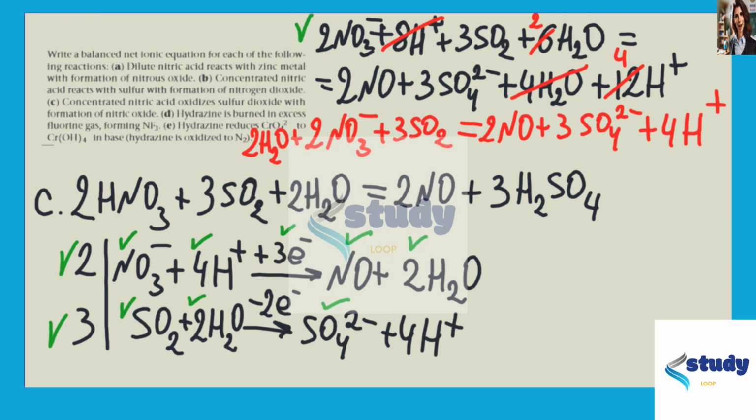Now you need to cancel hydrogens: 8 protons on the left, and you'll be left with 4 protons on the right. You cancel 4 waters on the right, and you are left with 2 waters on the left. And when you plug in those cancellations, that's the final equation that you get.